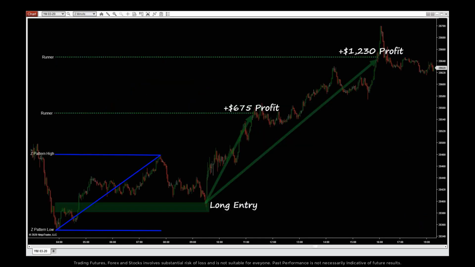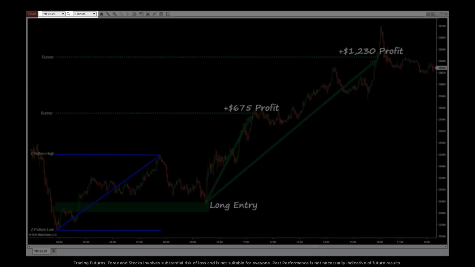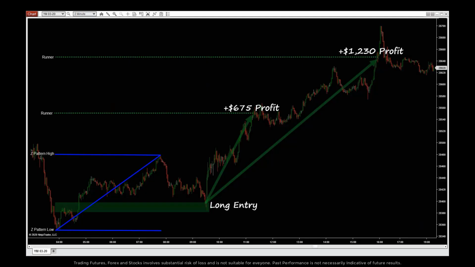Now let's take a look at an E-mini Dow YM 2-minute chart. Here we see a beautiful long Z pattern setup with a 5-tick stop. We entered shortly after market open and found two fantastic runner targets. The first one we cashed in after just 2 hours in the trade, and the second one we cashed in 30 minutes before the cash market closed, right around 3:30 p.m.